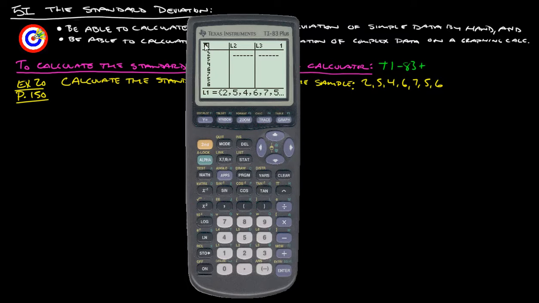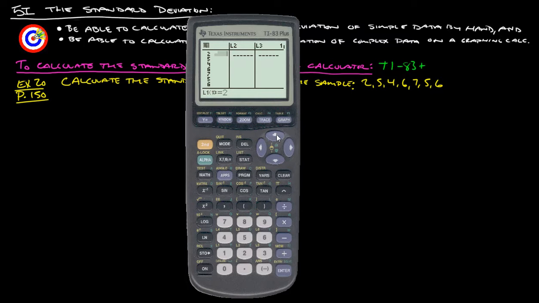If you have any data in there right now, what you want to do to clear it out is highlight list 1 by using the arrows and hit clear. And then when you go back down, it'll be gone. And now we're going to enter this data in. 2, 5, 4, 6, 7, 5, and 6.